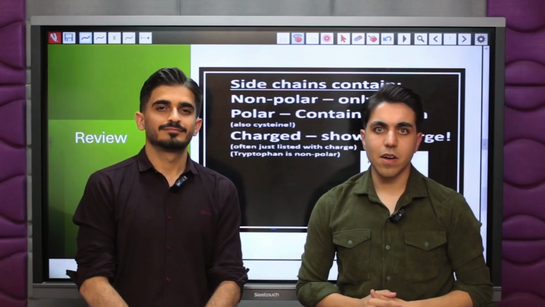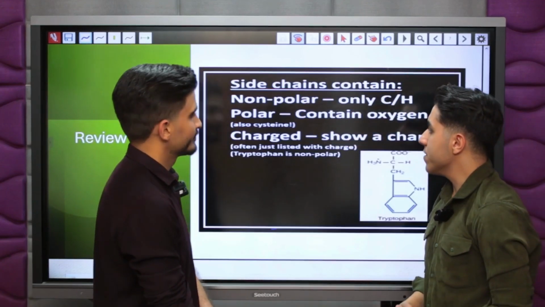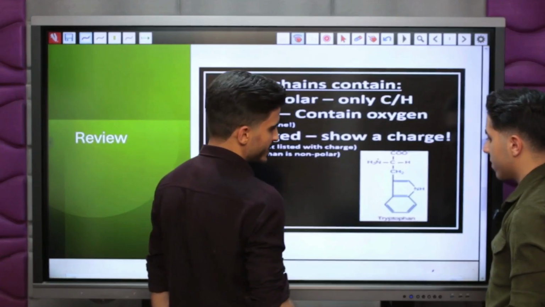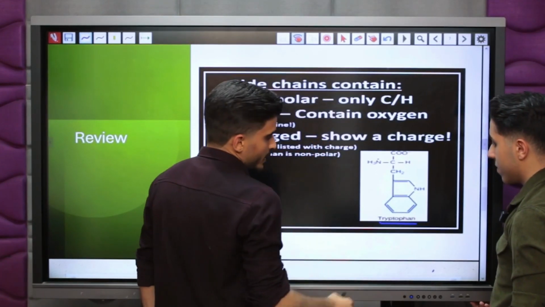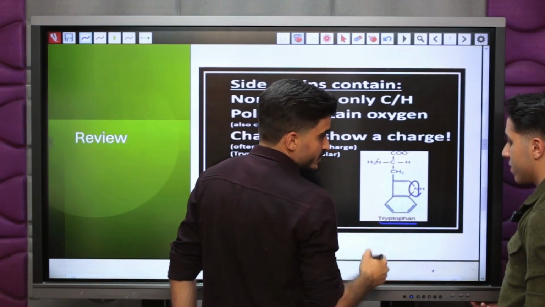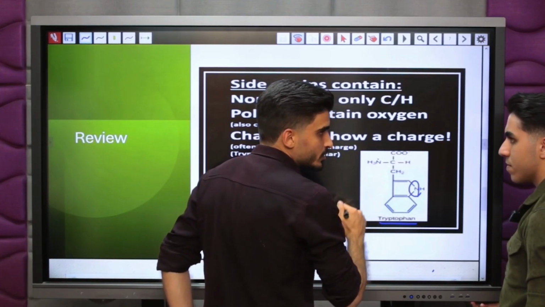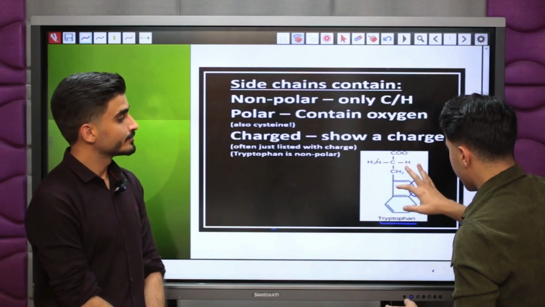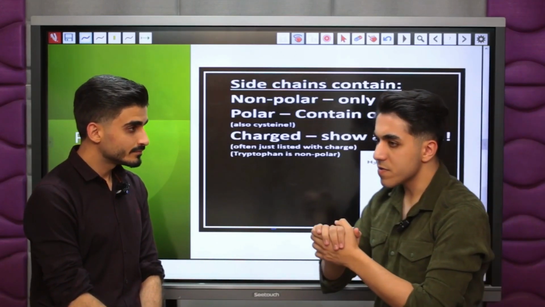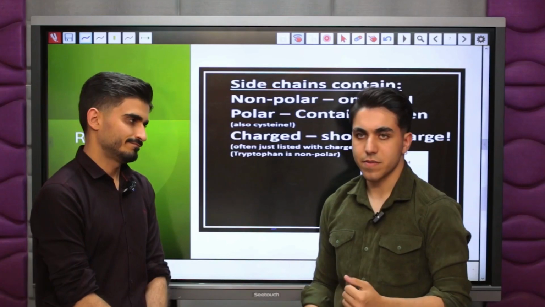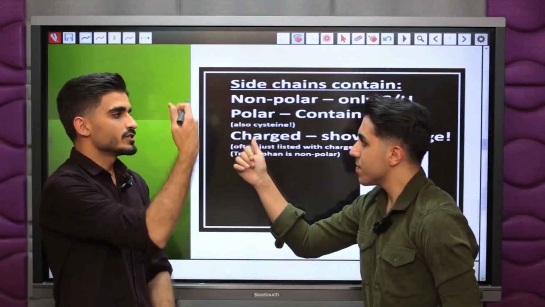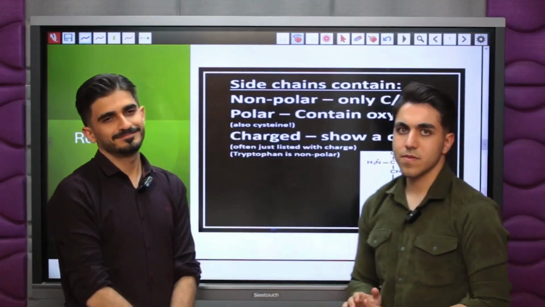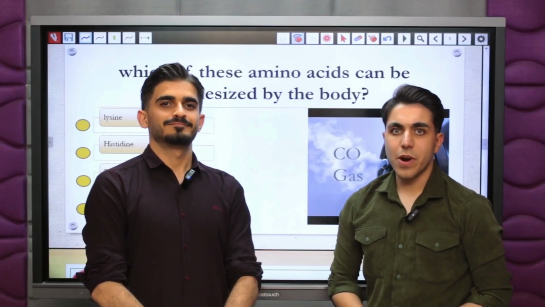Now let's review the contents of our conversation. In nonpolars, only carbon and hydrogen are present. It's important to remember that tryptophan, despite containing nitrogen, is considered a nonpolar amino acid, because the nonpolar part is much longer and the van der Waals force overcomes the hydrogen bond. Polars contain oxygen and nitrogen, also charged, so their charge. Now let's solve some questions for more practice.